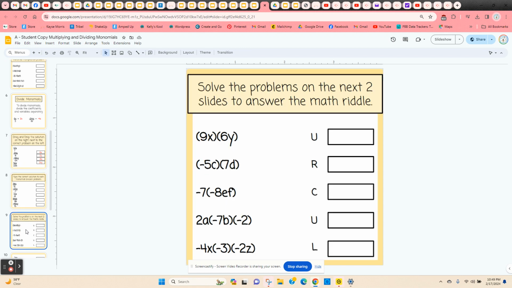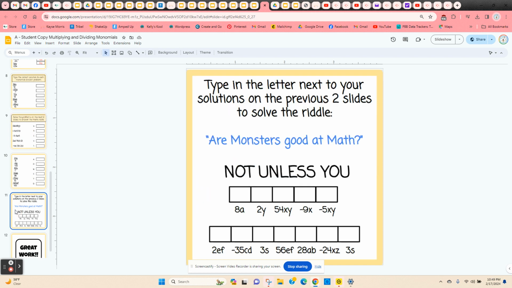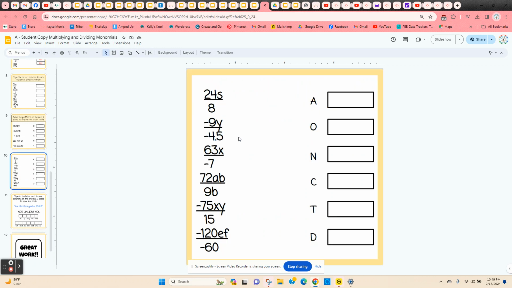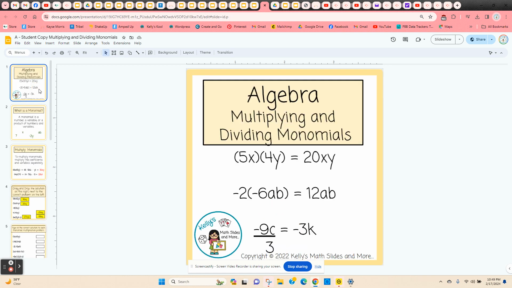Now when you get to slide 9, now you're going to start solving a riddle. So on the very last slide, you've got the riddle, are monsters good at math? So they're going to multiply or divide. They're going to type in the answer here, and then they're going to match that answer to a letter. And then on the very last slide, when they see that answer, they're going to type the letter above it. If they do it correctly, it should solve the riddle. So that is a digital lesson, multiplying and dividing monomials.